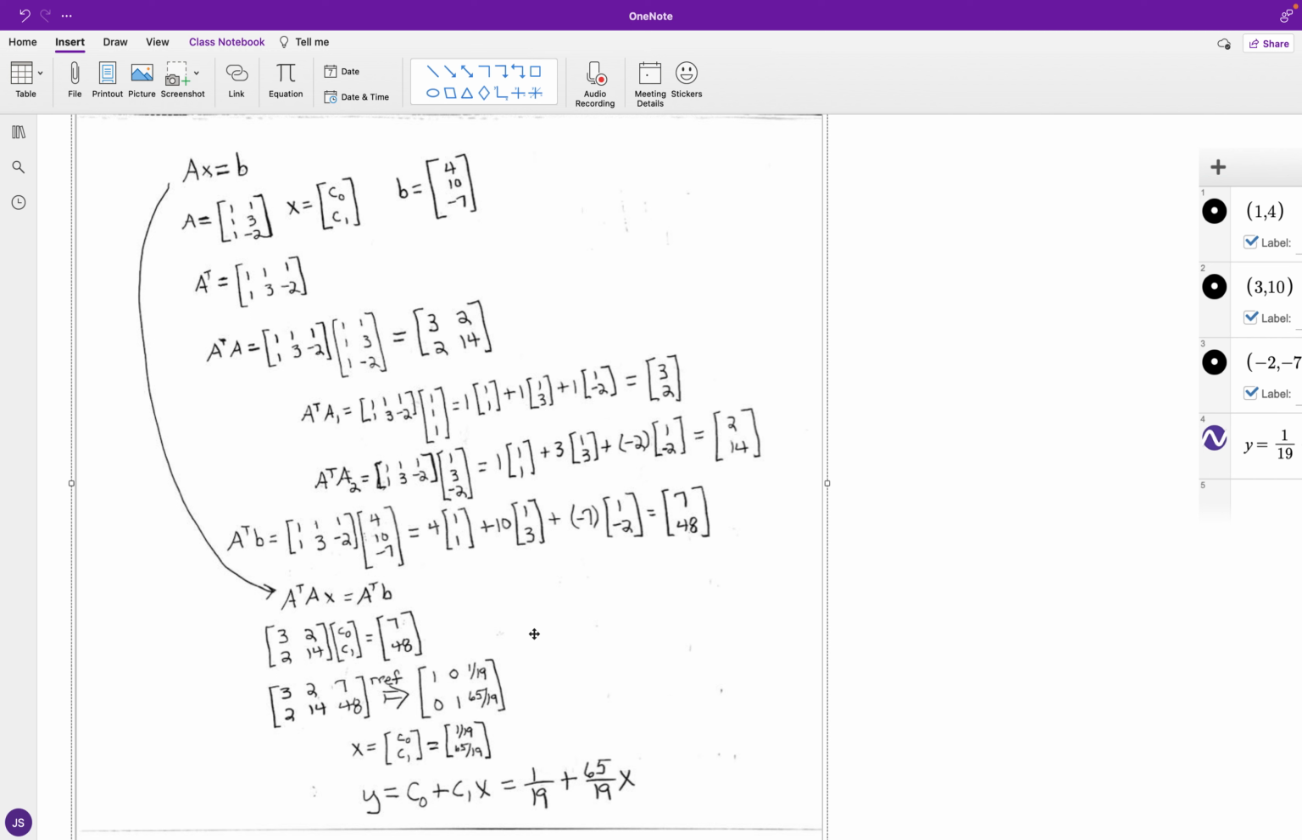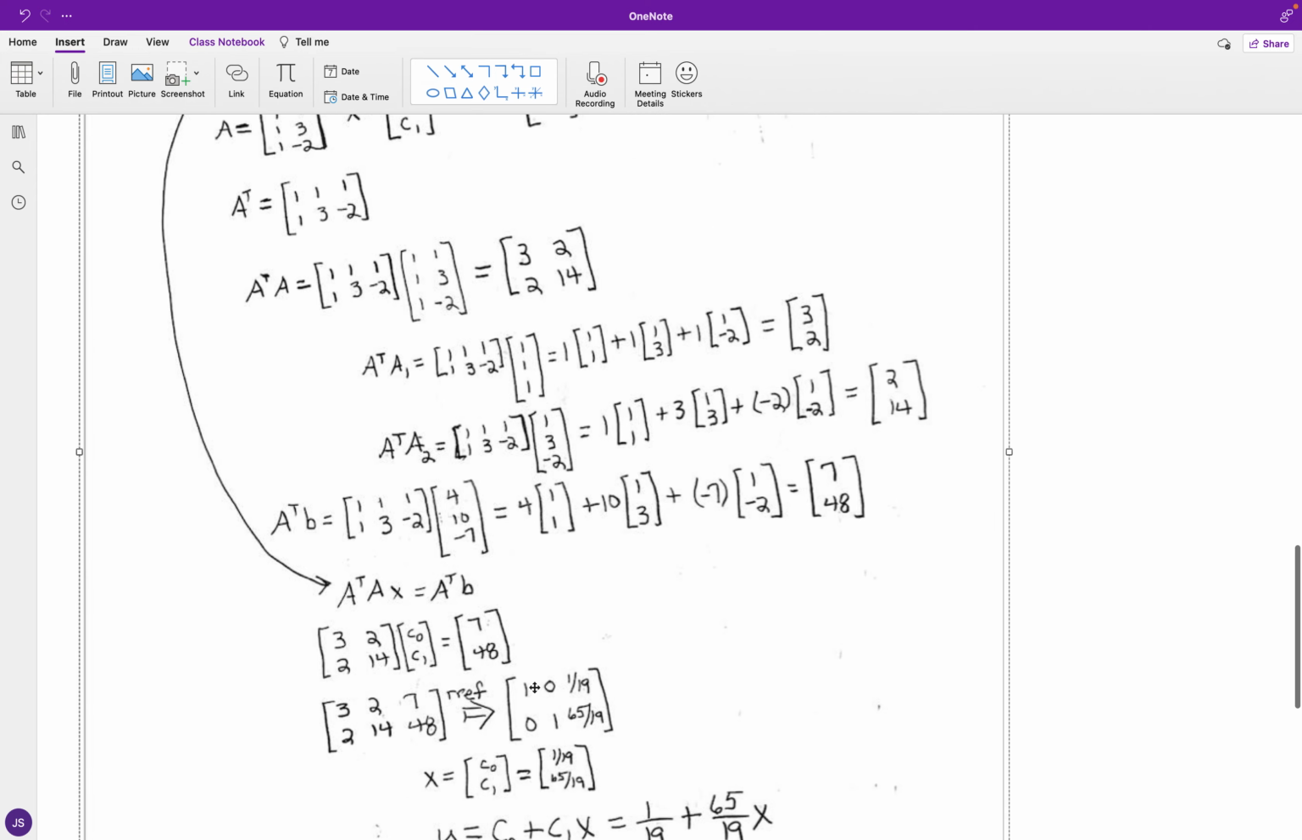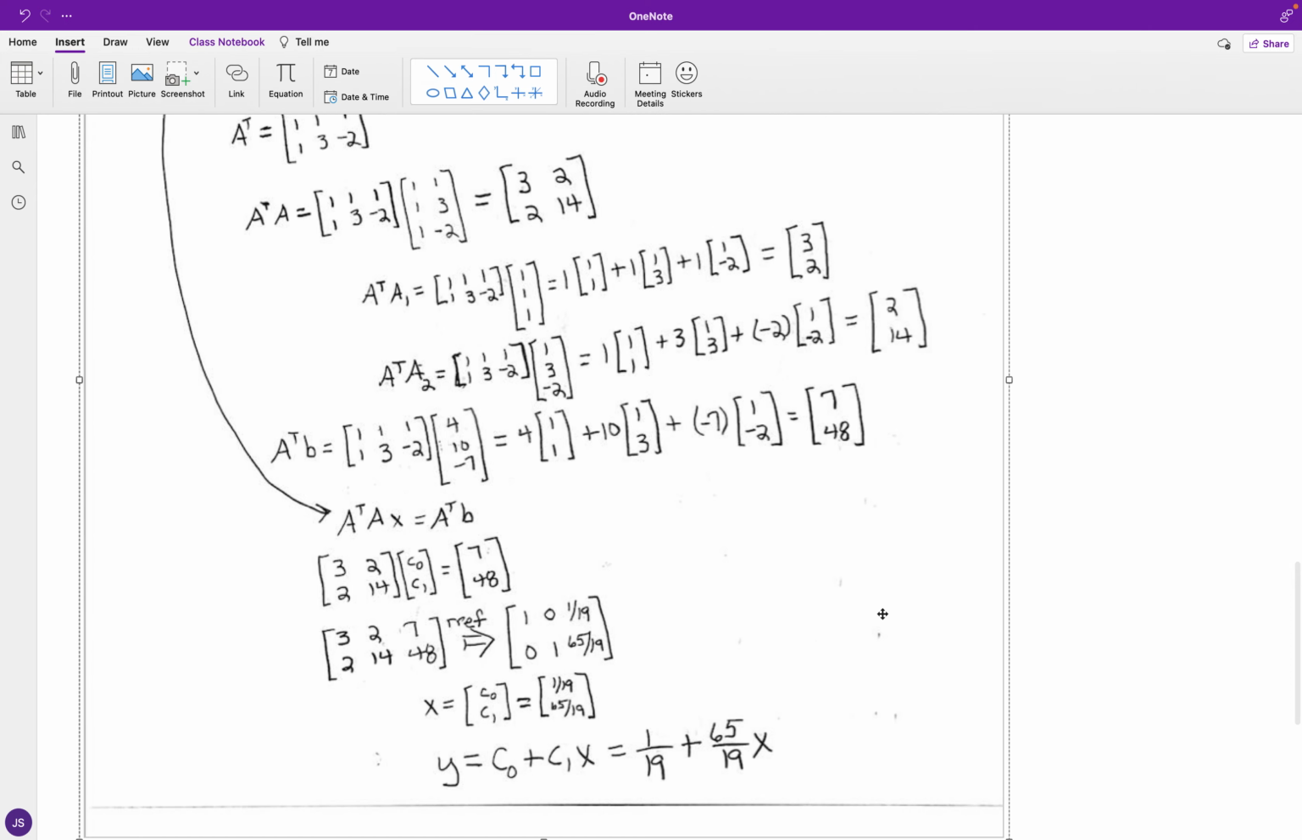Writing it as an augmented matrix, the top row is 3, 2, 7, and the bottom row is 2, 14, 48. Putting it in reduced row echelon form, we have 1, 0, 1/19 and the bottom row 0, 1, 65/19. The 1/19 and the 65/19 are what we have for C0 and C sub 1.